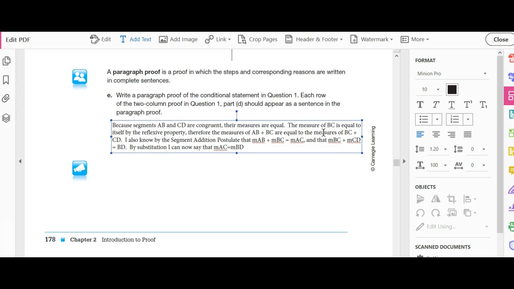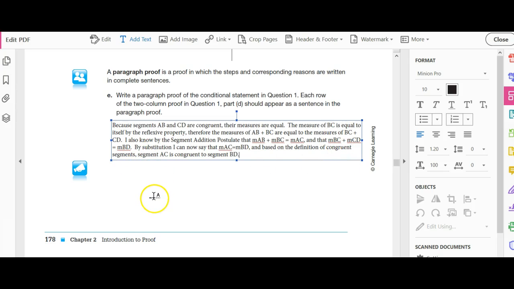So I can now say that the measures of AC and BD are equal, and based on the definition of congruent segments, well, I'll use lowercase here, segment AC is congruent to segment BD. Alright, that's a paragraph proof.